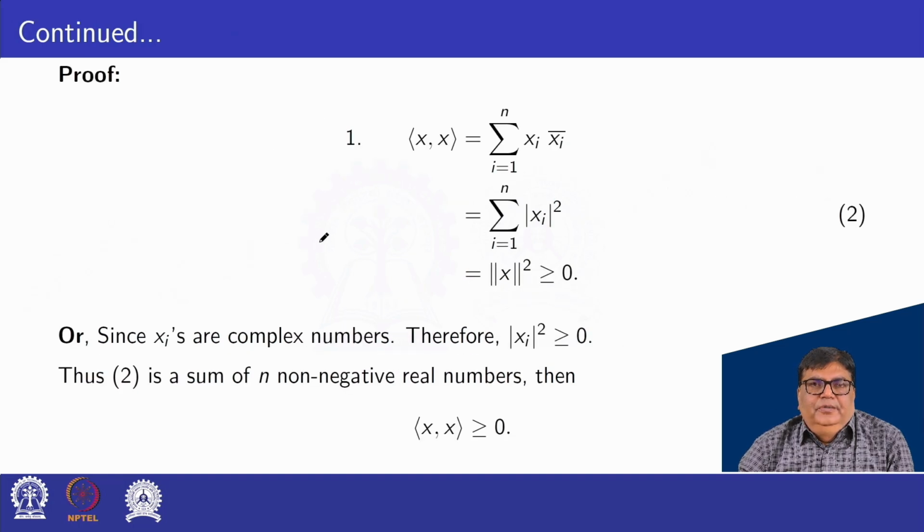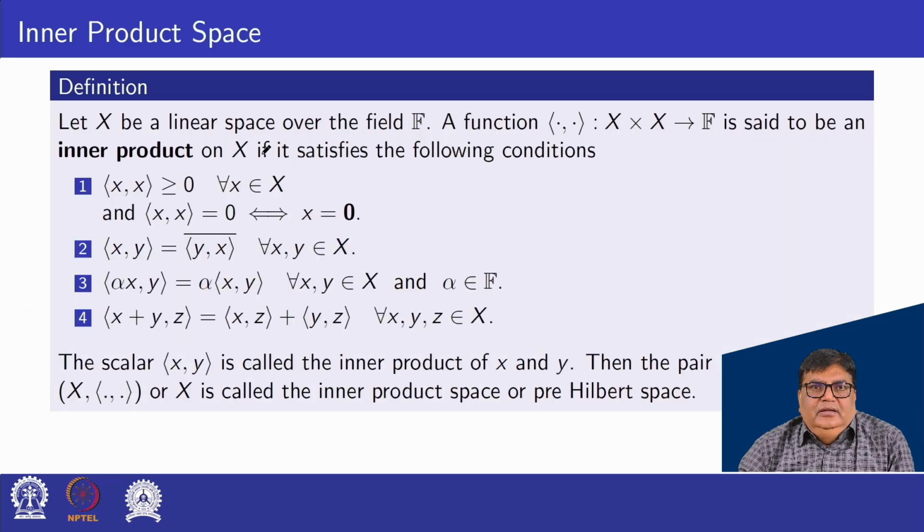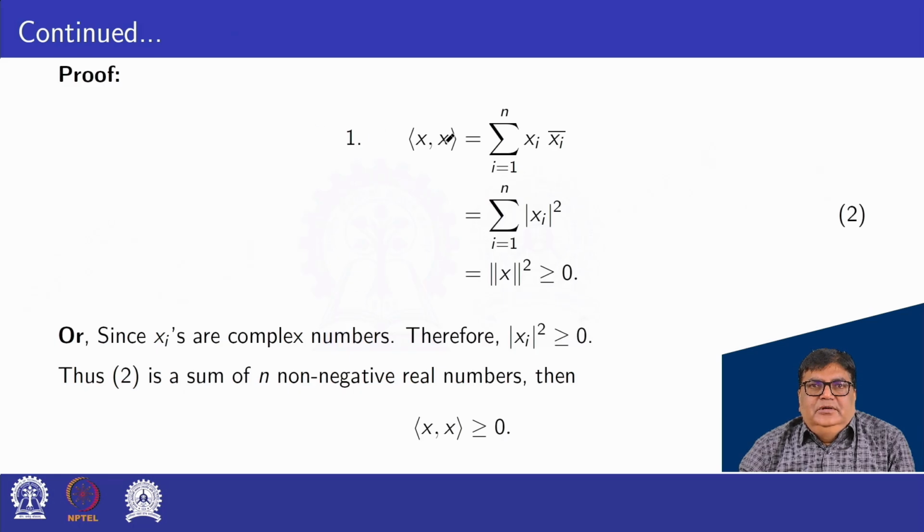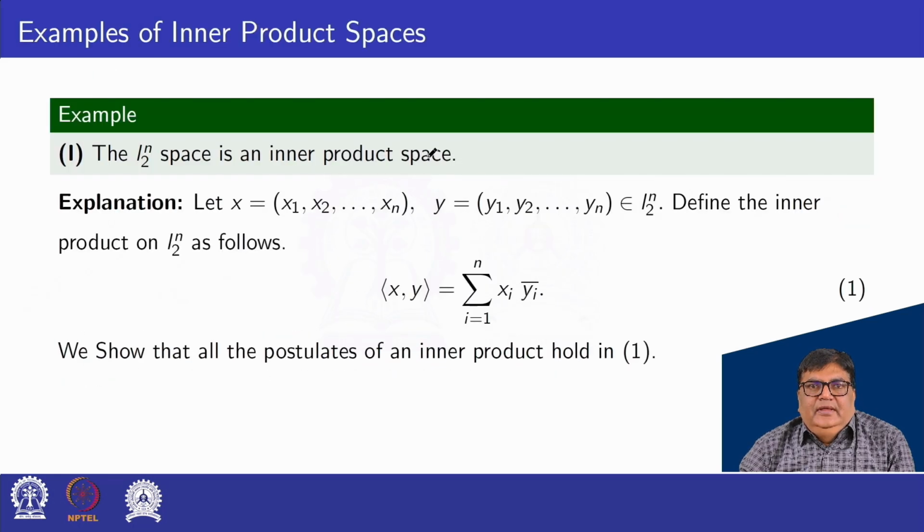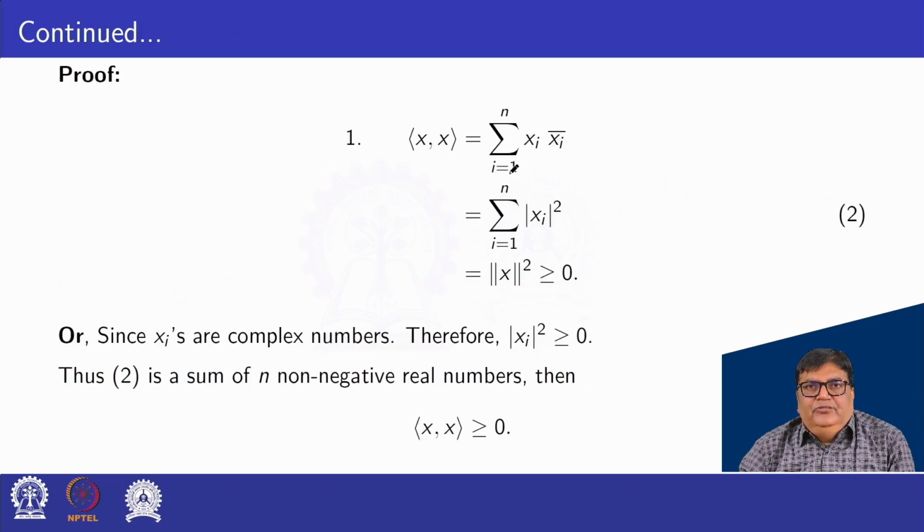Proof. First, the four properties of inner product. So we have to check one by one all conditions of inner product. So first, inner product of xx. Here inner product of xy is defined as this. So inner product of xx is equal to summation i equal to 1 to n of xi xi bar. Since xi is a complex number, xi times xi bar is mod xi square.